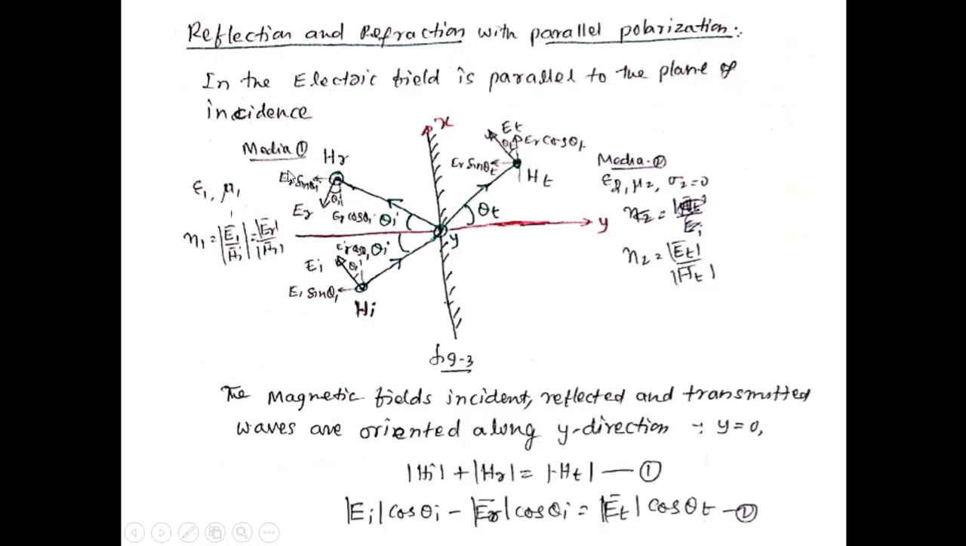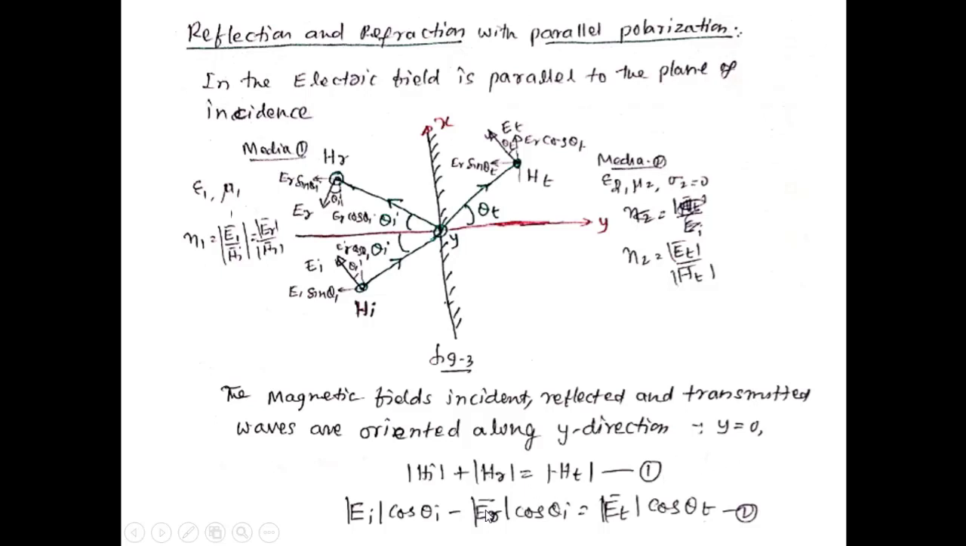Now reflection and refraction with parallel polarization, where the electric field is parallel to the plane of incidence. So here is media 1 and there is media 2. Again we are taking μ1 and ε1 as the permeability and permittivity, and η1 as the intrinsic impedance. Similarly, we are taking the permittivity ε2 and permeability μ2, and here the conductivity is 0. Also we are taking η2 equal to E_T bar divided by H_T bar. The magnetic fields of the incident, reflected and transmitted waves are oriented along the y direction. Therefore, y is equal to 0.